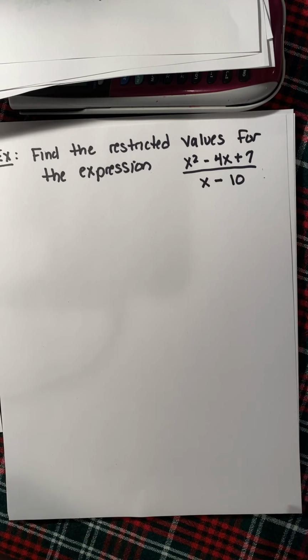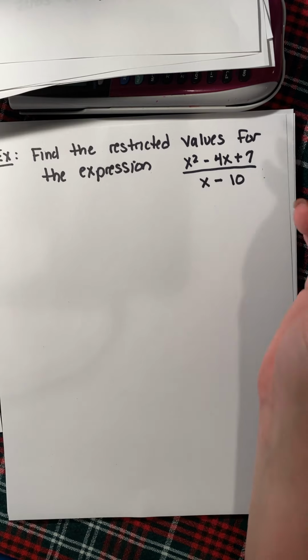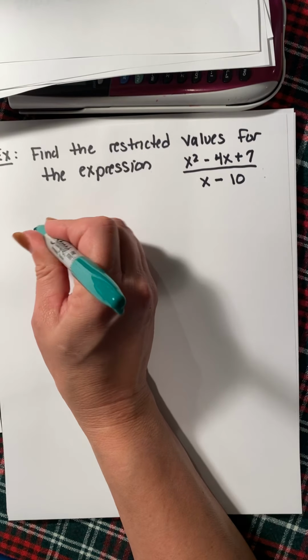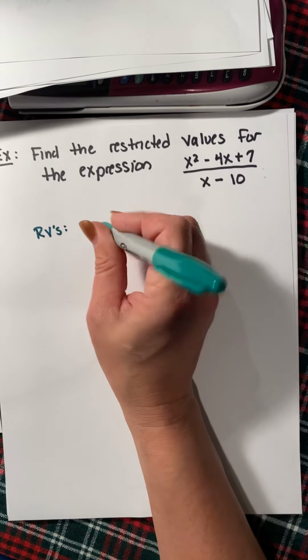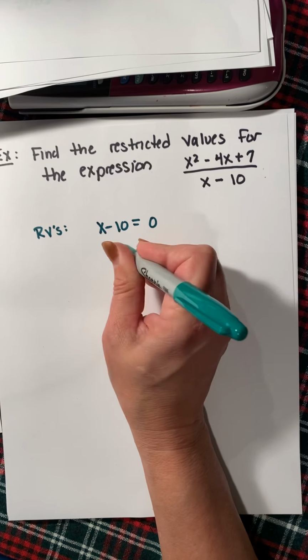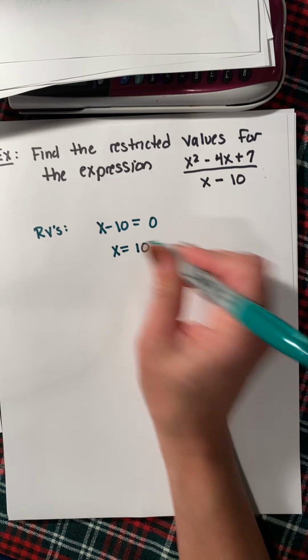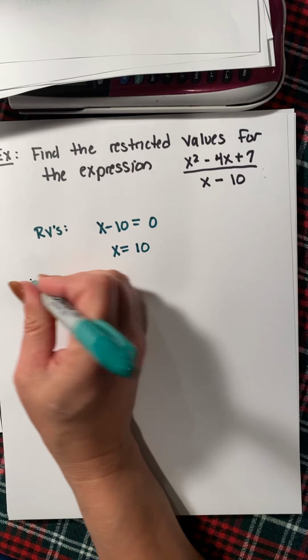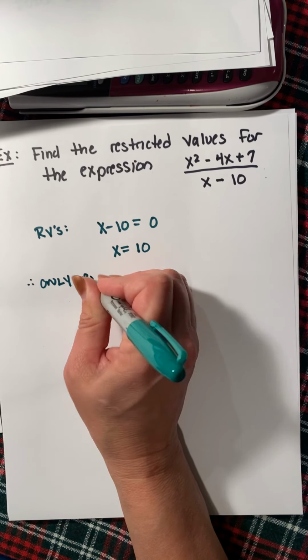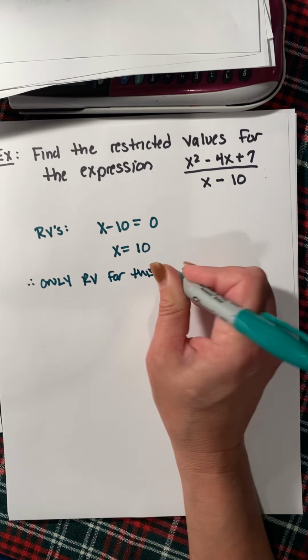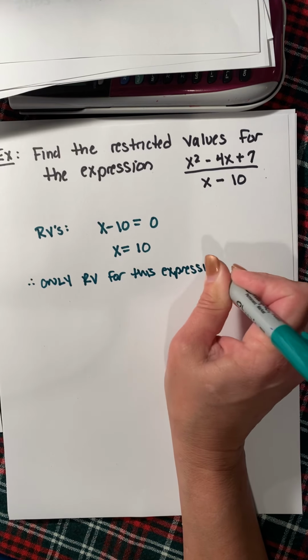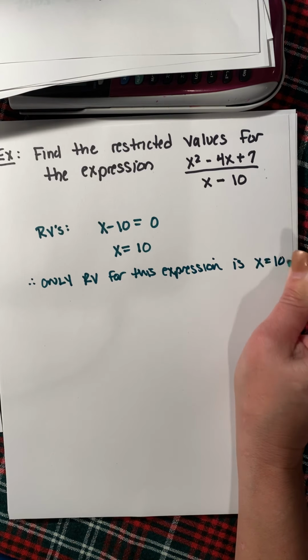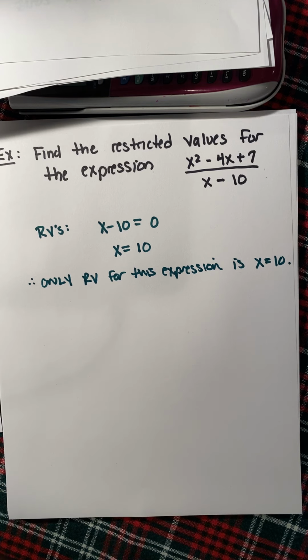Not too bad. Right, let's look at this rational expression. Find the restricted values for the rational expression x squared minus 4x plus 7 over x minus 10. Set the denominator equal to 0. So clearly we have one restricted value here. So therefore the only restricted value for this expression is x equals 10.